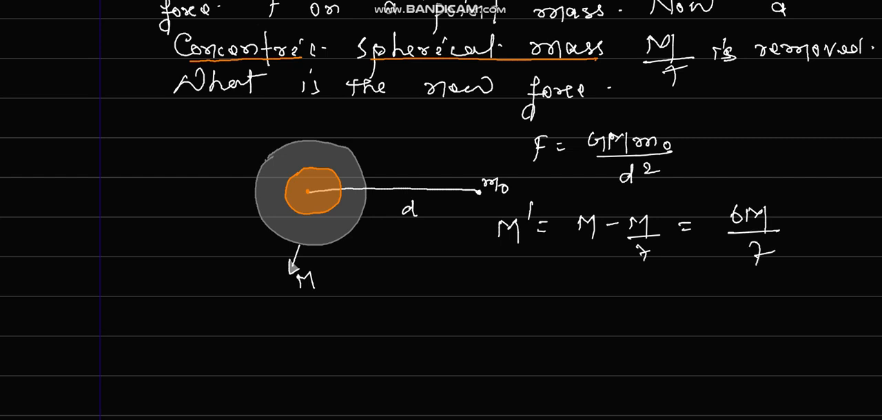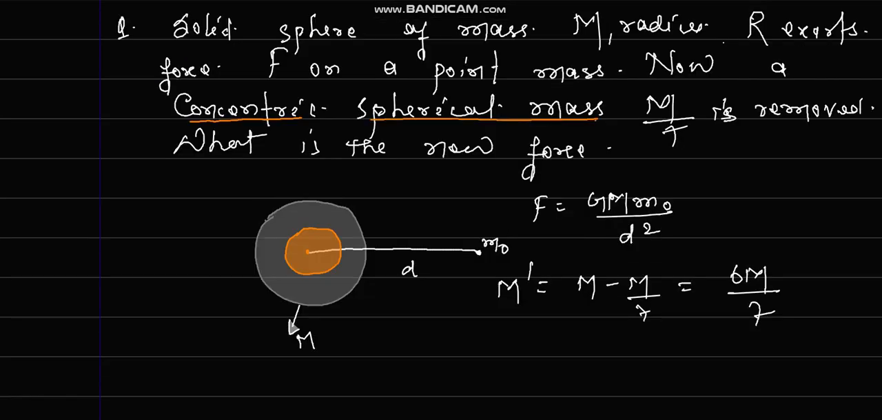Now see, these gravitational laws are applicable for point masses. We can assume the mass of the whole sphere to be concentrated at the center only if it's symmetrical, or the mass is distributed symmetrically. Because of the removal of this small mass over here, we have disturbed the symmetry.